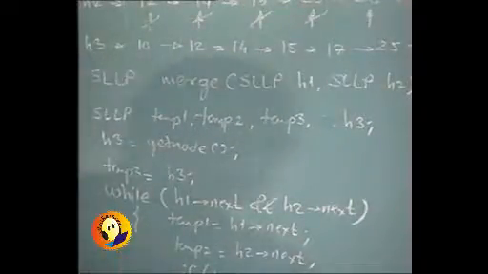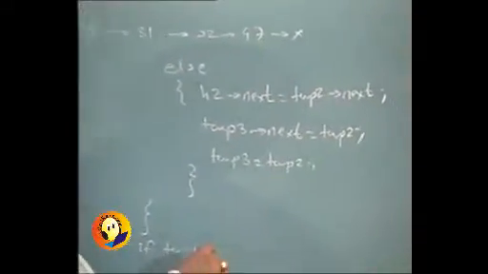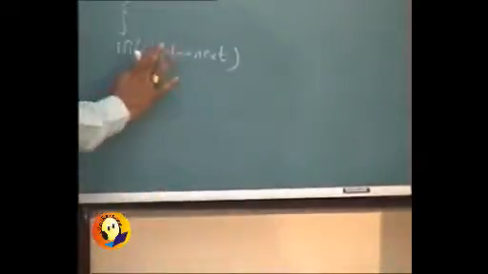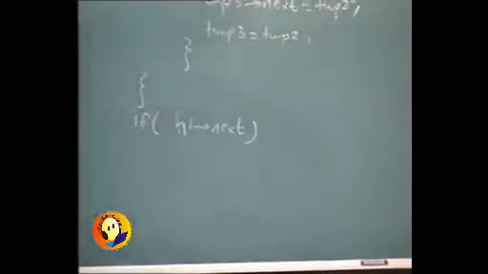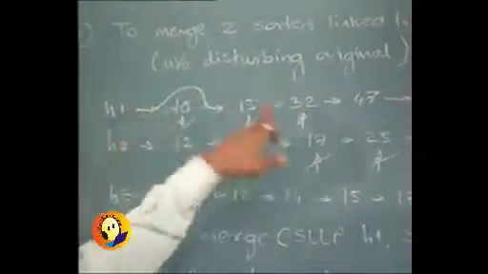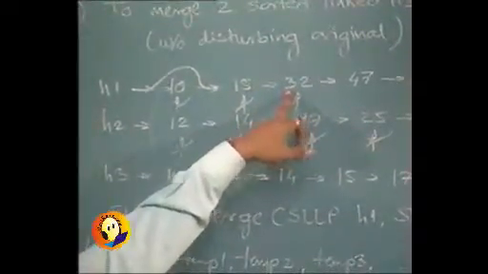Once this job is done, then there is a possibility that the first list might not have ended. Not temp1, it is h1 arrow next. The first list has not ended yet, like the one which is happening here. So when the second list ends, h1 arrow next will be pointing to 32 at that time. Okay, 32 is not detached.